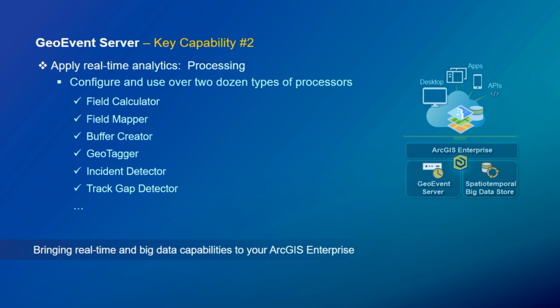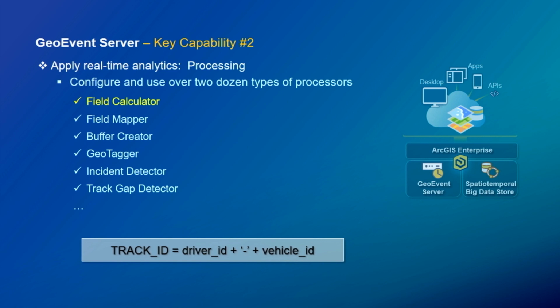Here are just some quick examples of the processors that we have listed. The first one would be Field Calculator. This one's pretty straightforward. You're basically using the fields or attributes within the events that are going through to calculate some other value. So you might be adding an additional attribute to the event that's going through, or replacing one field with another field. In this case, we're calculating a unique track ID based on the driver's ID and the vehicle ID.